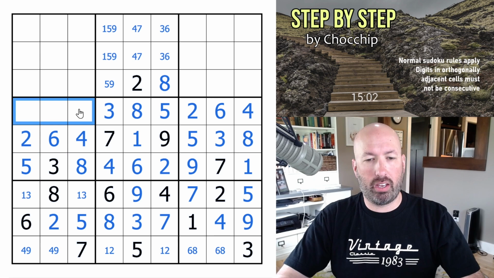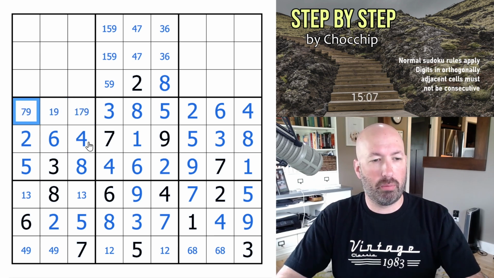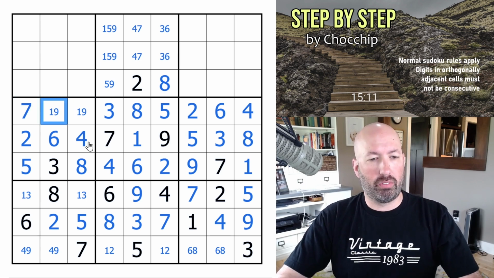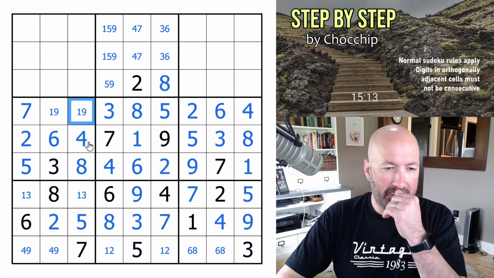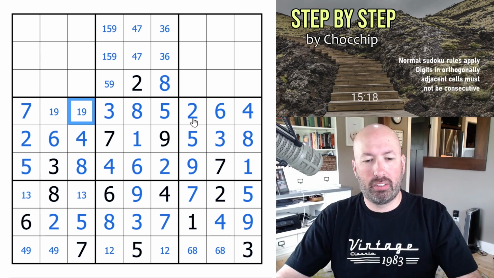Up here we've got 1, 7, and 9. This one can't be 7. That one can't be 1. This one can't be 7. So we got a 1, 9 pair. That's a 7. We've got 1 and 9, and I think they can go either way at this point.